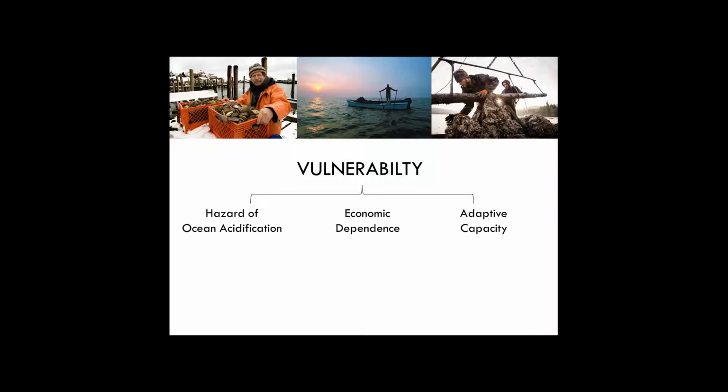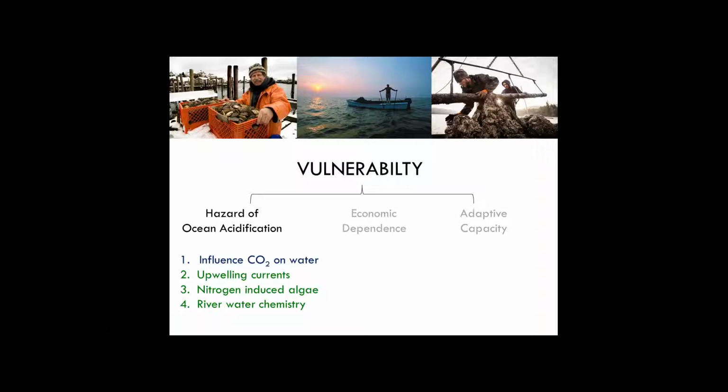So in the first component, the hazard of ocean acidification, we wanted to look at not only the influence of rising atmospheric CO2 concentrations on the ocean waters around the U.S., but on local factors that might enhance or exacerbate that vulnerability. So we looked at 3 things. We looked at the strength of upwelling currents, nitrogen-induced algae blooms or eutrophication, and lastly, river water chemistry. The water chemistry, the carbonate saturation state of rivers flowing into the coastal zone and the volume of water that's flowing into the coastal zone.